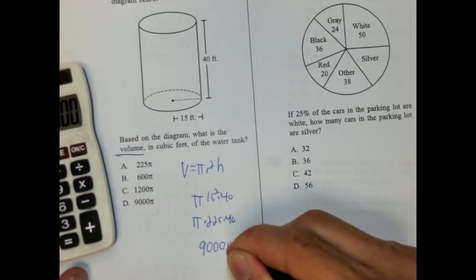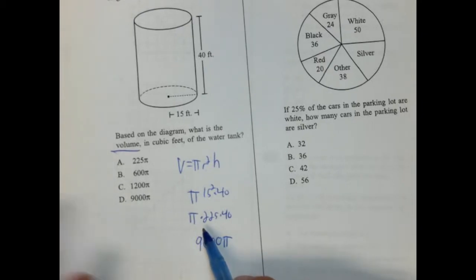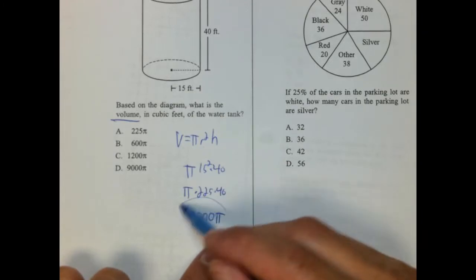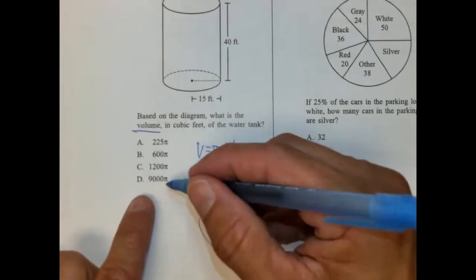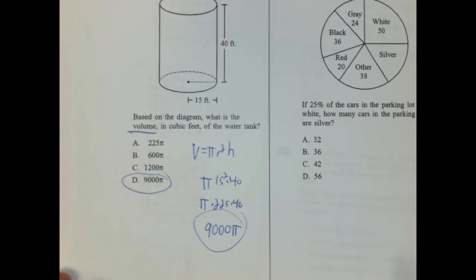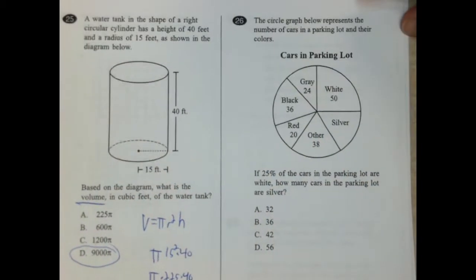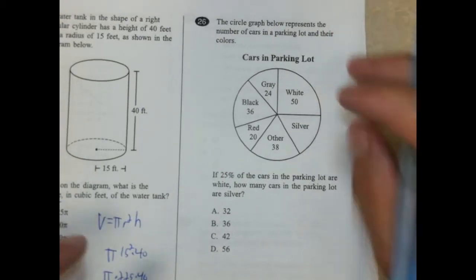Now we can change the order of this because, like we saw in the previous problem, or two problems ago, multiplication is commutative. So pi times 9,000 is the same as 9,000 pi. And we're going to leave it in terms of pi because that's actually the most accurate way of representing pi. Once you start to round it, a lot of people think it's 3.14. It's actually not. That's just an estimation.